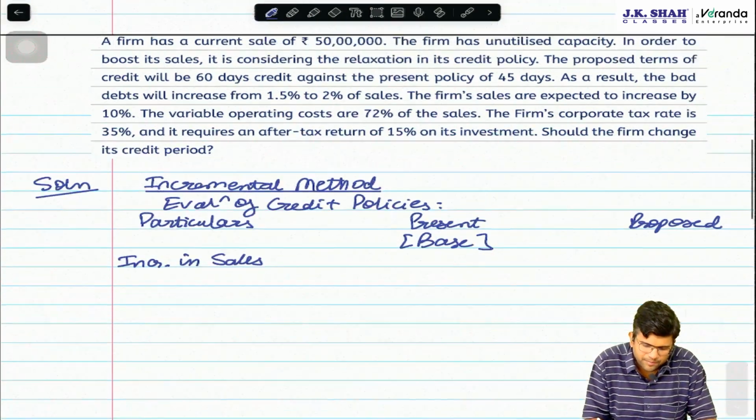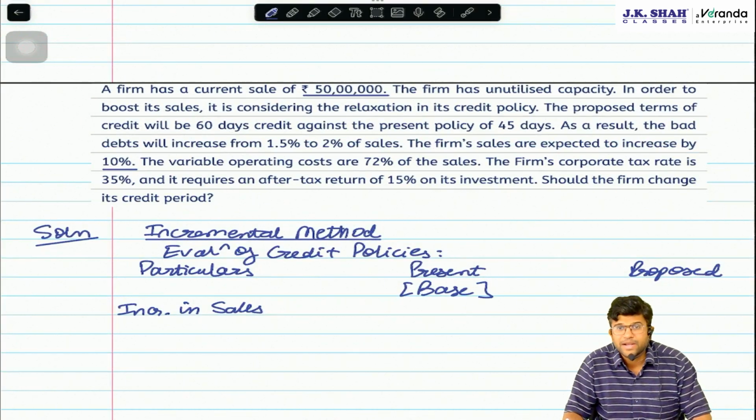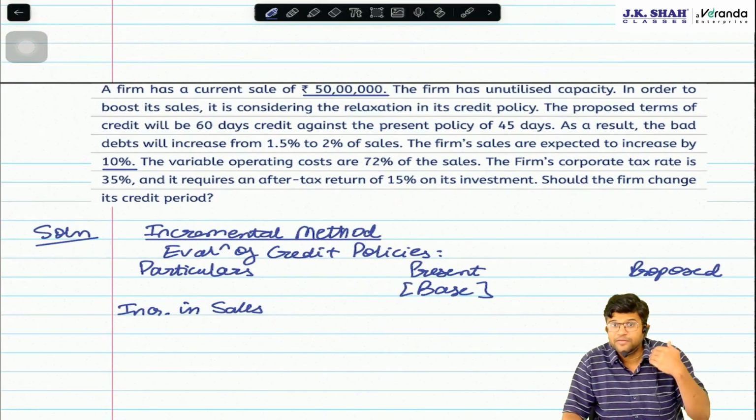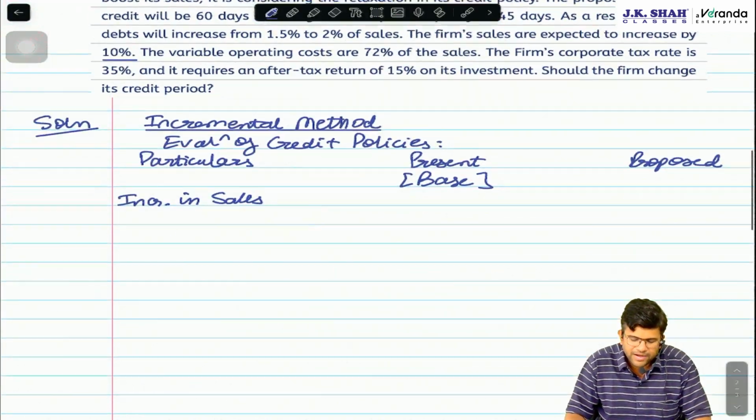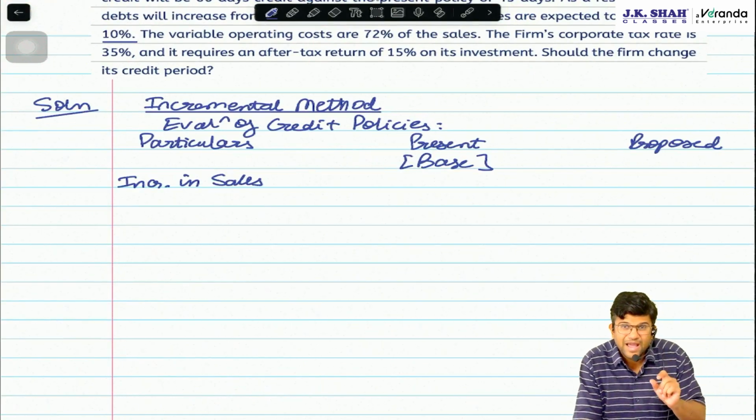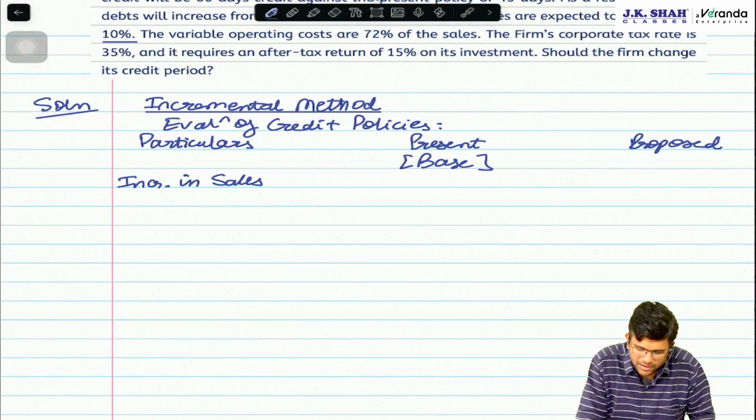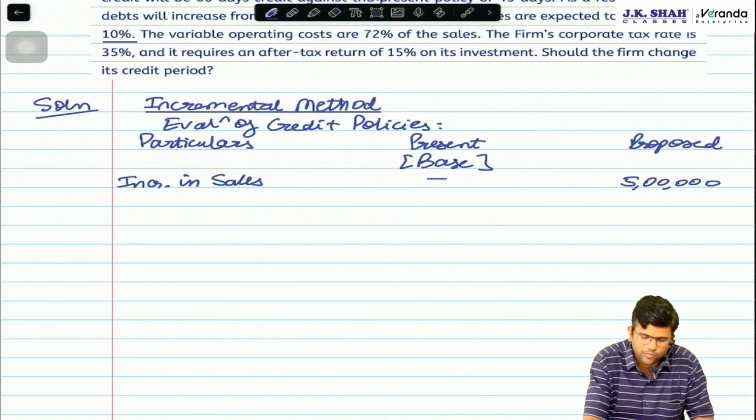So, can I say the present policy sales are 50 lakh and in the proposed policy the sales are going to increase by 10%, which means it will become 55 lakh. So if I take the present policy as the base, that is 50 lakh sales, the increase in sales here will be taken as dash and here will be taken as rupees 5 lakh. I hope you are able to understand.